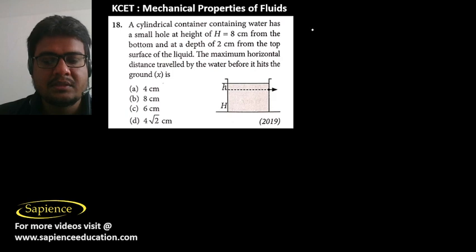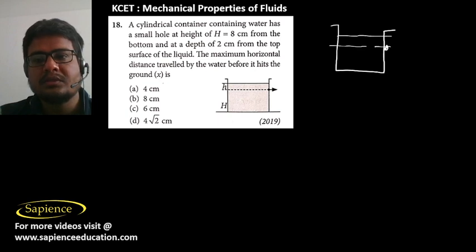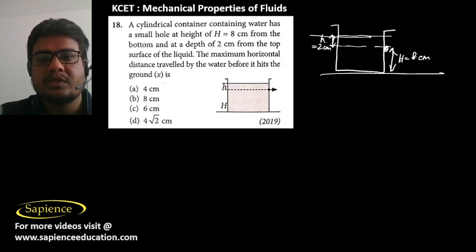Then here it is told that a cylindrical container containing water has a small hole at a height of H equal to 8 cm from the bottom and at a depth of 2 cm from the top surface of the liquid. The maximum horizontal distance traveled by the water before it hits the ground is asked. So the hole is here. This is the height H, 8 cm, and h is equal to 2 cm. This is the top surface of the liquid.